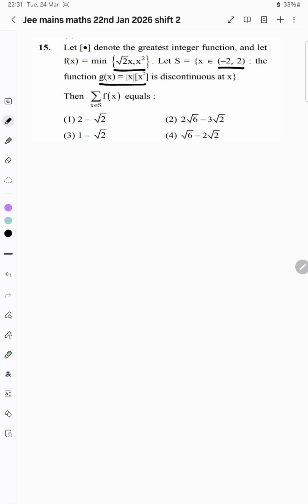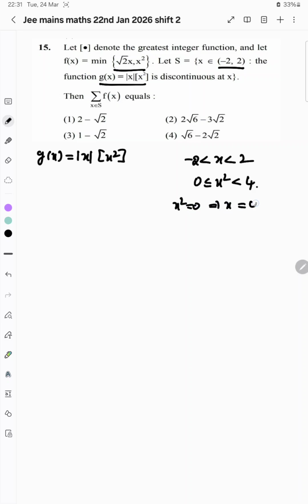Fine. So observe the function first of all. g of x is equal to mod x times step x square, and x belongs to from minus 2 to 2. Then we have to find from where to where x square varies, because step x square is there. So 0 is less than or equal to x square which is less than 4. So the possible values of x square are 0 up to 4, right?